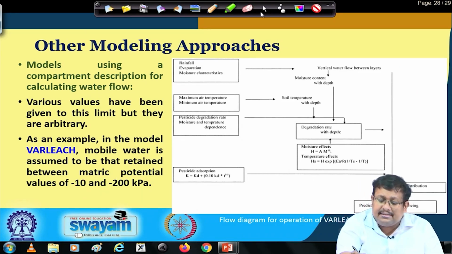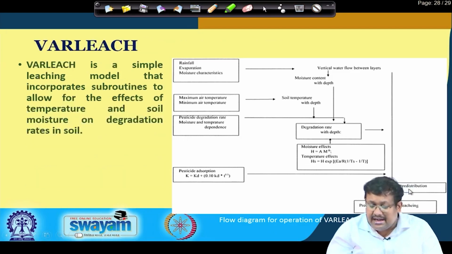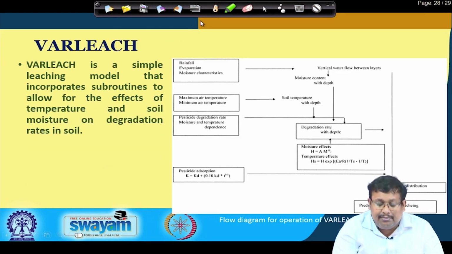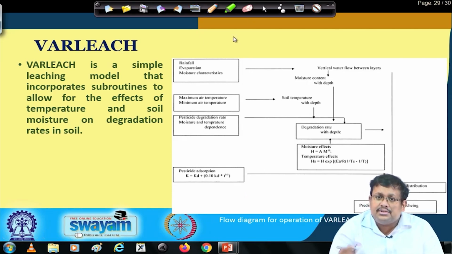Now, let us see some description of the Verlich model. Remember that the Verlich model is a simple leaching model that incorporates subroutines. There are different types of subroutines to allow for the effect of temperature and soil moisture on degradation rates in the soil. And what are the benefits of using this Verlich model?